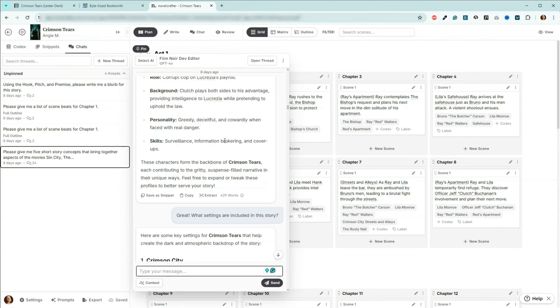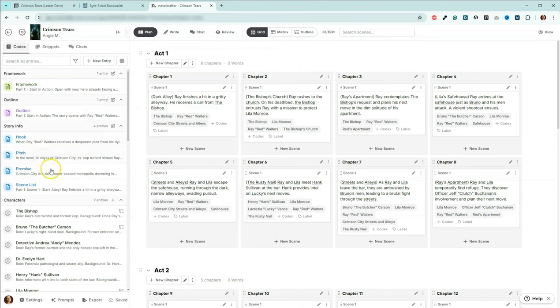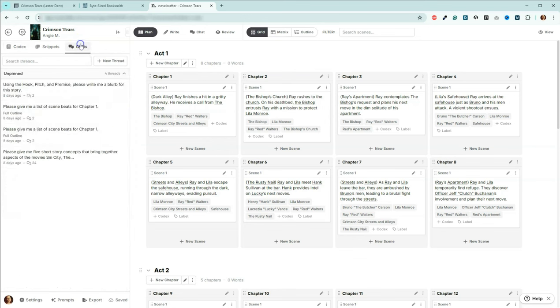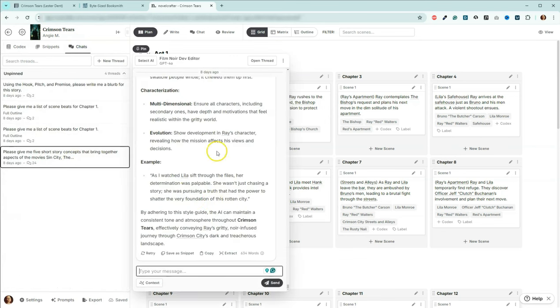And then I took all of these and I added them into the codex here. So we've got all of our characters in here. And here we go.